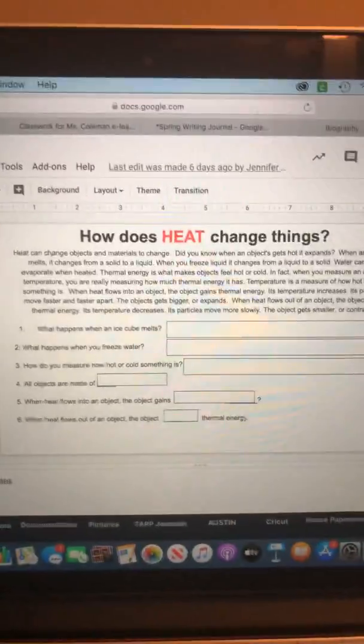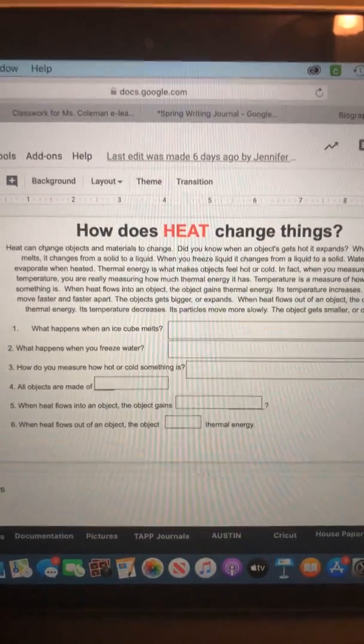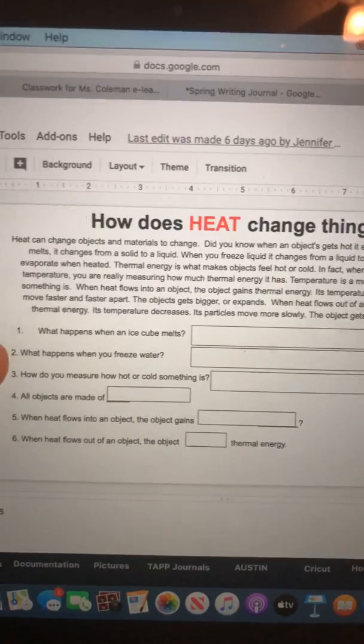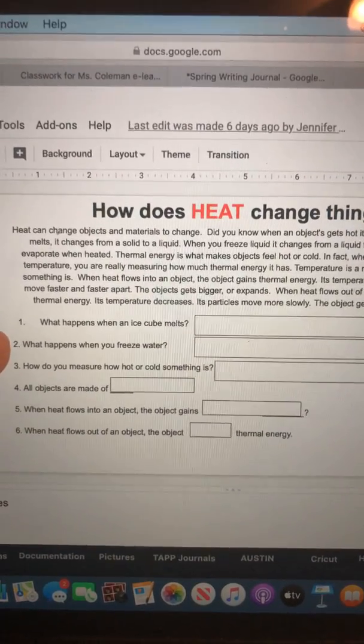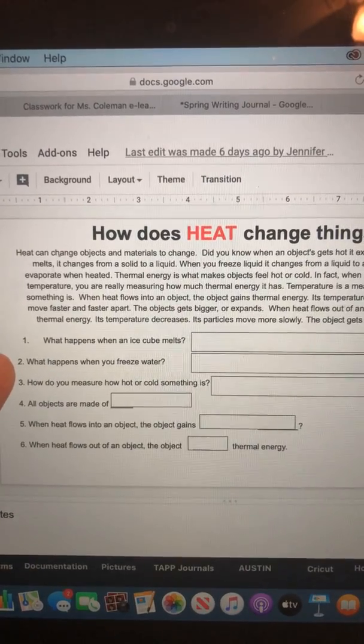And you're going to type your answer in the box next to question number 1. And I'll show you what that looks like. Okay, so I just read question number 1. Okay, number 2. What happens when you freeze water?